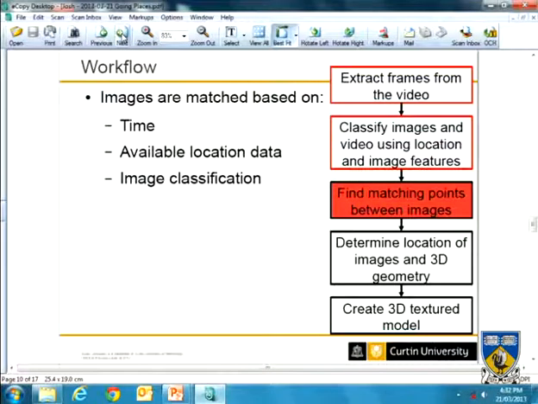So we then use all the data that we've collected so far. Time from the video: things that are near in time likely show the same thing. Things that are near in the location data that we do have, again, are likely to show the same thing. And as I said before, the image classification already contains some data that we can use there too.